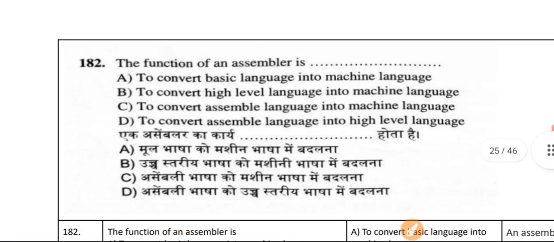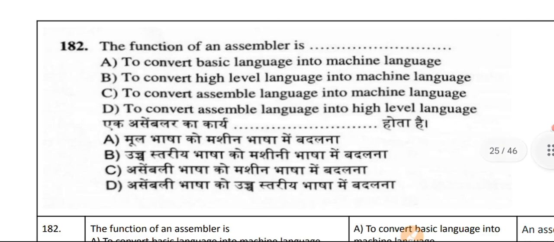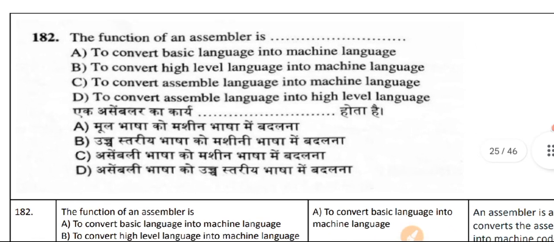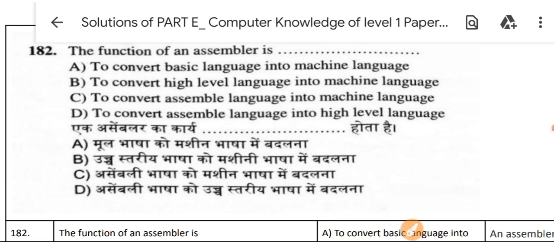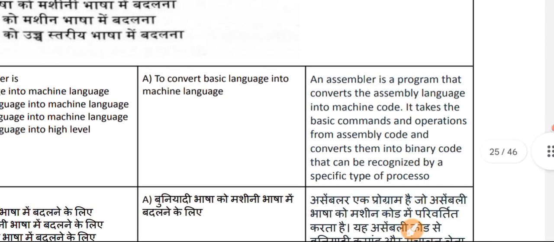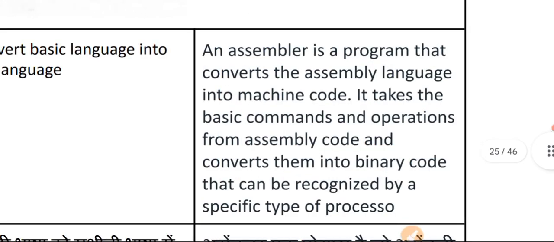Next is to answer the function of the assembler. You should always know the assembler and compiler. There are many terminologies in the computer. Here we are asking, as per the options, the function of the assembler. The answer is converting assembly language into machine language. An assembler is a program that converts assembly language into machine code. It takes the basic commands and operations from assembly code and converts them into binary code that can be recognized by a specific type of processor.